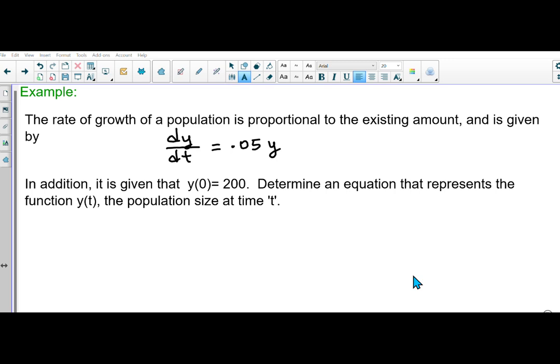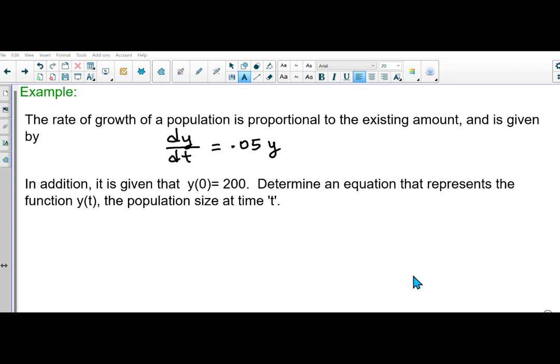And here's our next example. So we're given that the rate of growth of the population is proportional to the existing amount, and it is given by dy/dt equals 0.05 times y. In addition, it's given that y of 0 equals 200. So initially, there were 200, whatever it may be, where there's bacteria growing, where there's a population growth, there were 200 objects present.